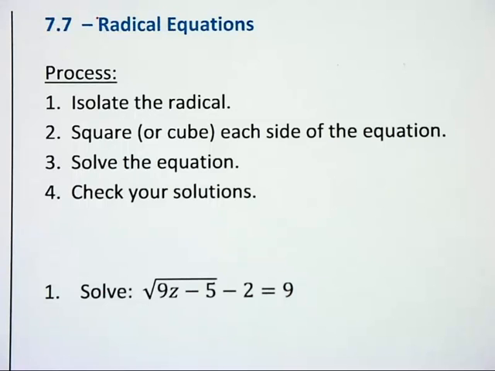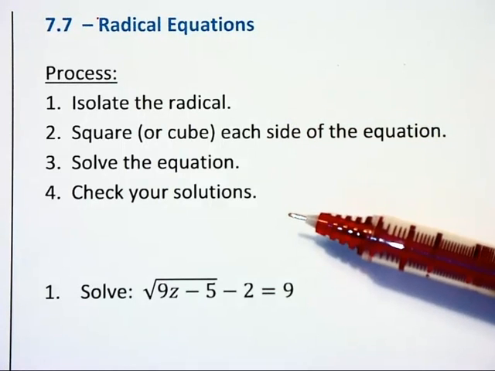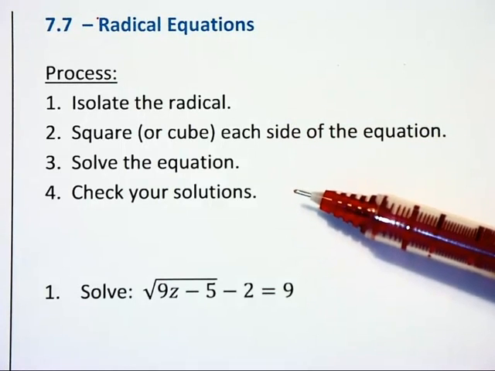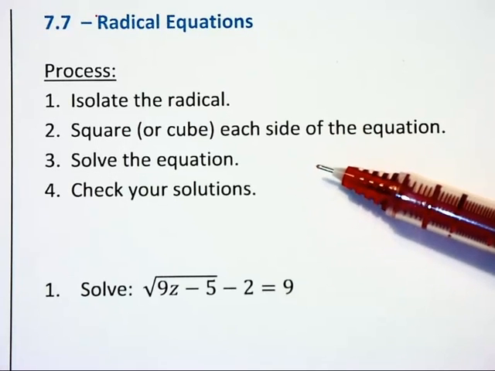Now we're going to begin solving radical equations where the variable that you're solving for is trapped inside of a radical. Basically, these are your steps. You're going to first isolate the radical to get it by itself on one side of the equation. Then you're going to square or cube each side of the equation, depending upon what the index is.